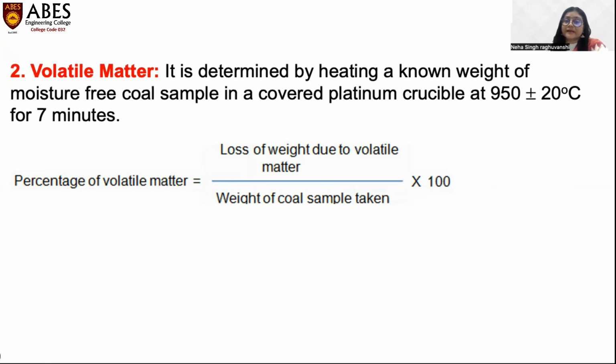The determination is done using the same crucible that we obtained after the removal of the moisture content. This crucible is now kept in a muffle furnace maintained at 950 degrees centigrade, and we keep it for only 7 minutes. When we take it out, there will be a loss in weight, suppose 0.7 grams. We take the initial mass of 0.9 gram, subtract 0.7 grams from it, divide by the 1 gram weight of the coal sample taken, and multiply by 100. We get the volatile matter.